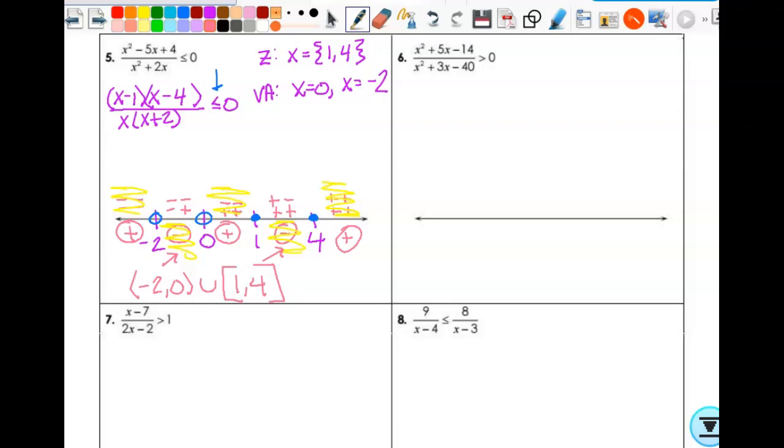What questions do you have? Understand how to get the intervals? You're not going to get the correct intervals if you didn't do your open and closed circles correctly, so watch out for that. Any questions at all? All right, let's move on to number 7.